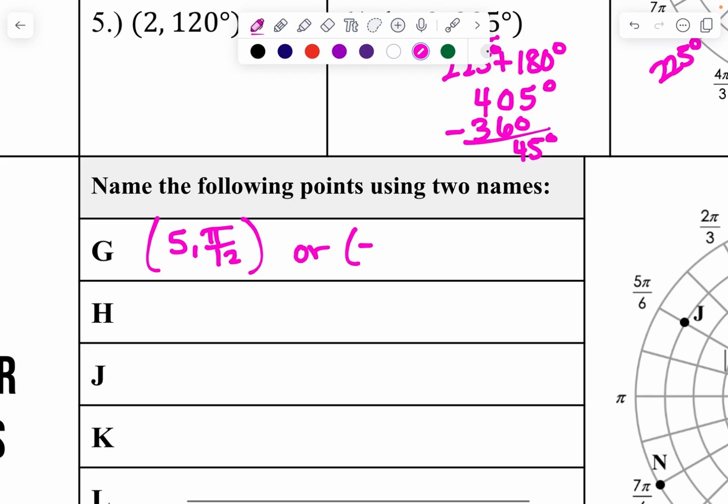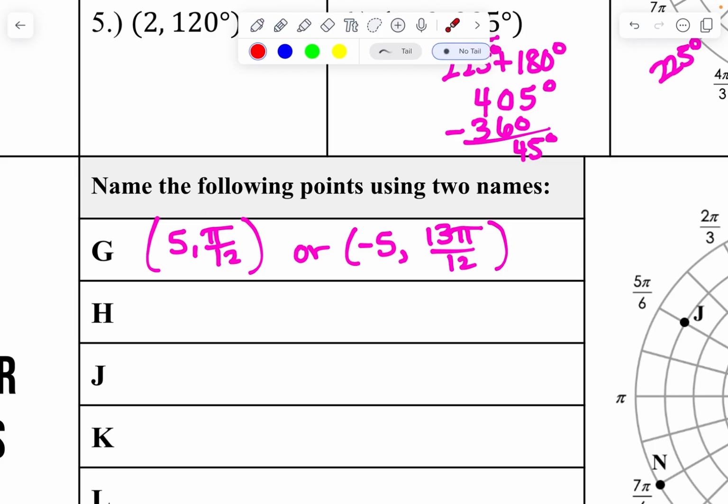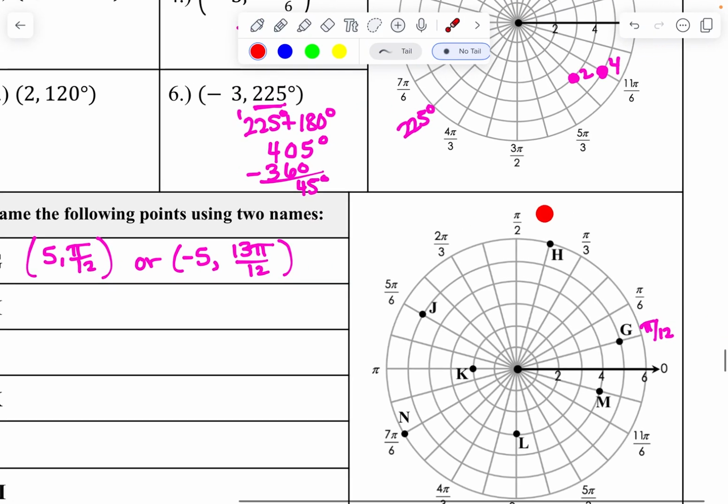Or if we say it as -5 and 13 pi over 12, that would also work, because if we take this and add pi to it, you're going to get 25 pi over 12, which would be the equivalent of pi 12ths. Take us back over there. Or if we subtract pi from it, you get pi 12ths, either way.